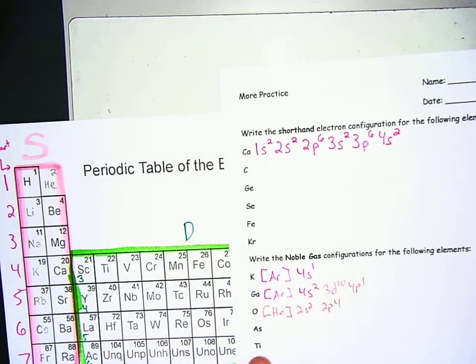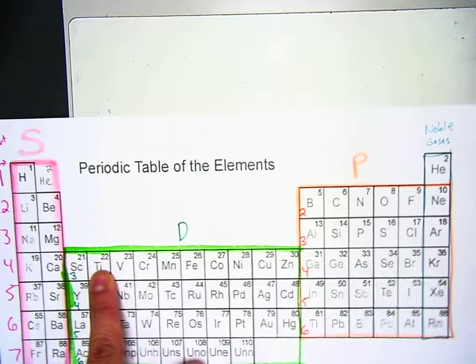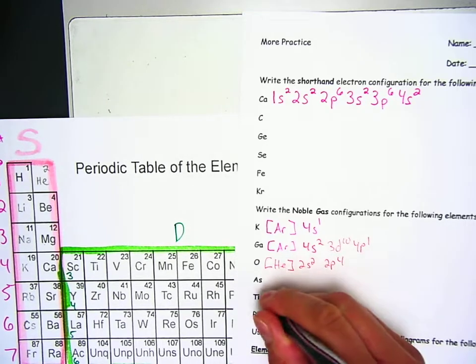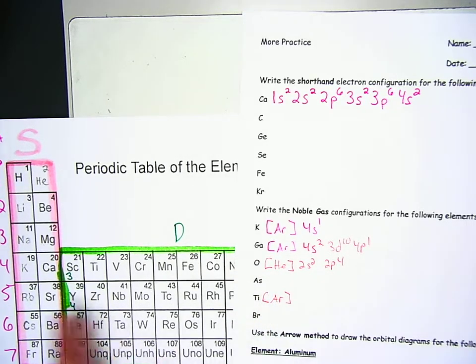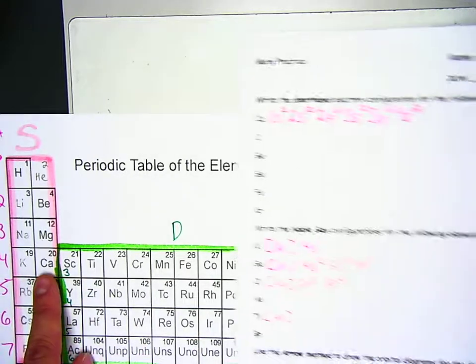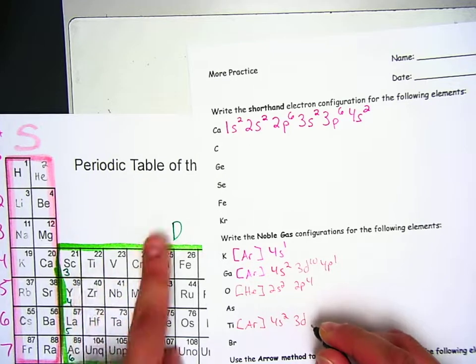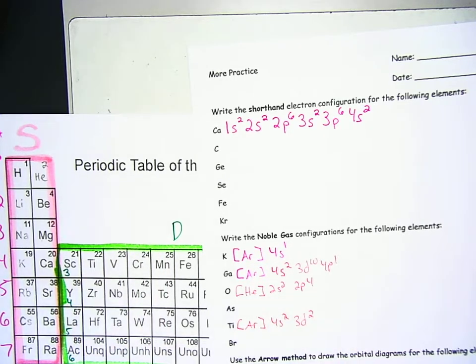Okay, we'll do one more with titanium here. Titanium is number 22. So again, 18 is our winner here, argon. So from argon, you would go to 4s2, and then finally 3d2. And that would be it. All right, that is noble gas configuration.